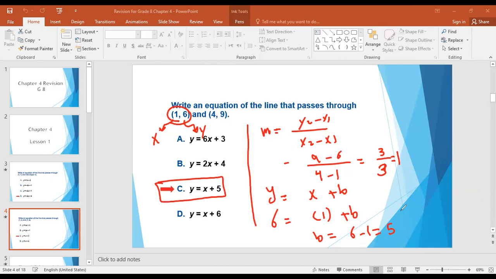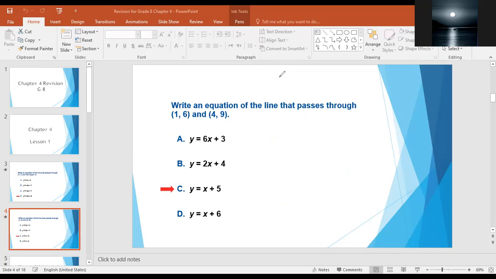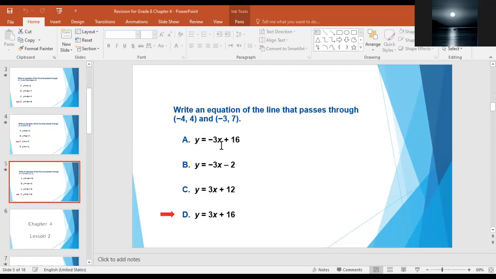Yes, teacher. The next question. Write an equation of the line that passes through (-4, 4) and (-3, 7). First, we must get the slope, which is y2 minus y1, 7 minus 4, over x2 minus x1, -3 minus -4, or we can say -3 plus 4.